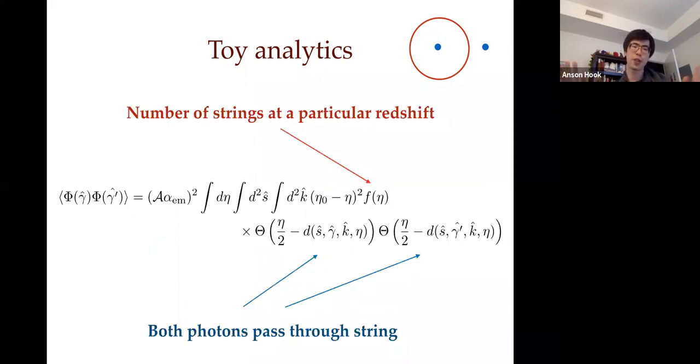And so you can go through this. It's not particularly enlightening, really, but you integrate over directions, you integrate over the amplitude, and make sure the number of strings at any given redshift is fixed to be, let's say, 10 strings per Hubble patch. And then make sure they go through the same loop, otherwise they're uncorrelated and there's no correlation here.